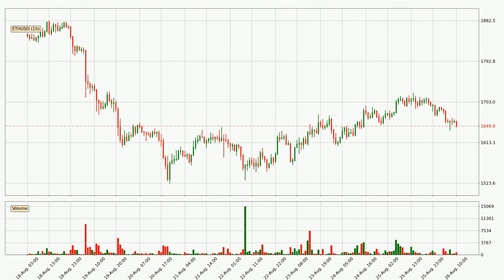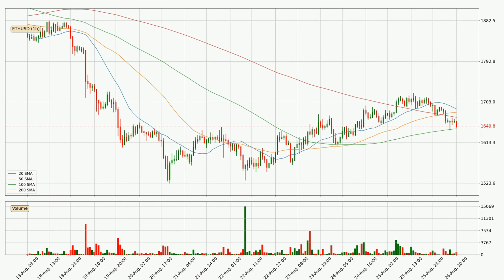Looking at the Ethereum hourly time frame, the price moved down around 3.4% in the last 24 hours, with a current price of $16.50. However, the volume wasn't especially high, so this move wasn't very strong.